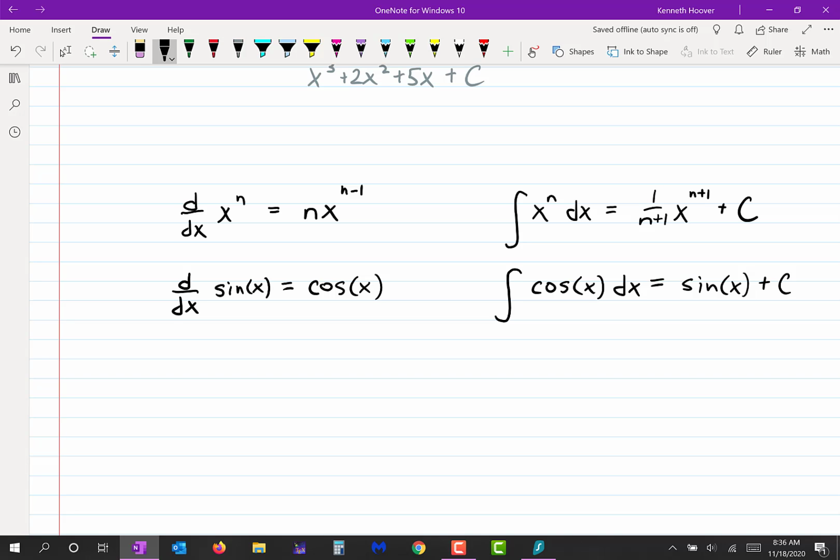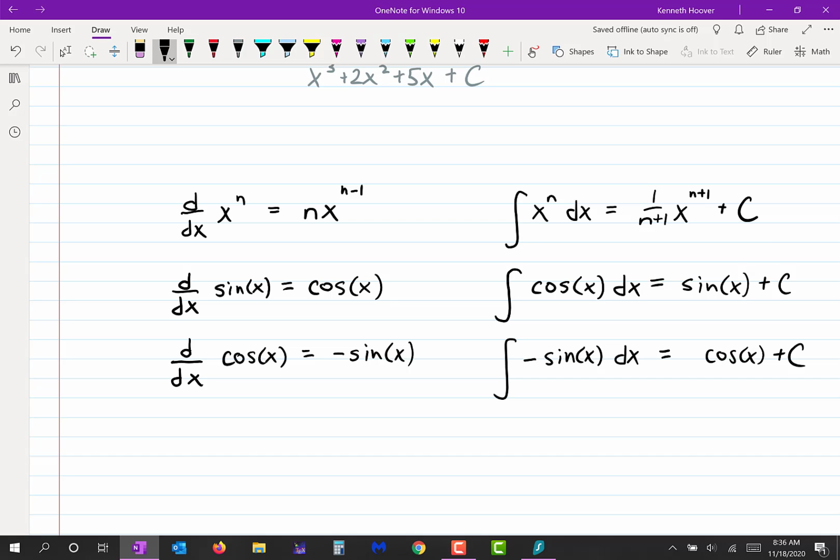Okay, what's another derivative that you know? You know the derivative of cosine is negative sine. That means the integral of negative sine equals cosine, plus c. Now I don't want to leave it like that. I could, there's nothing wrong with it, but there's a different way I would rather write it.